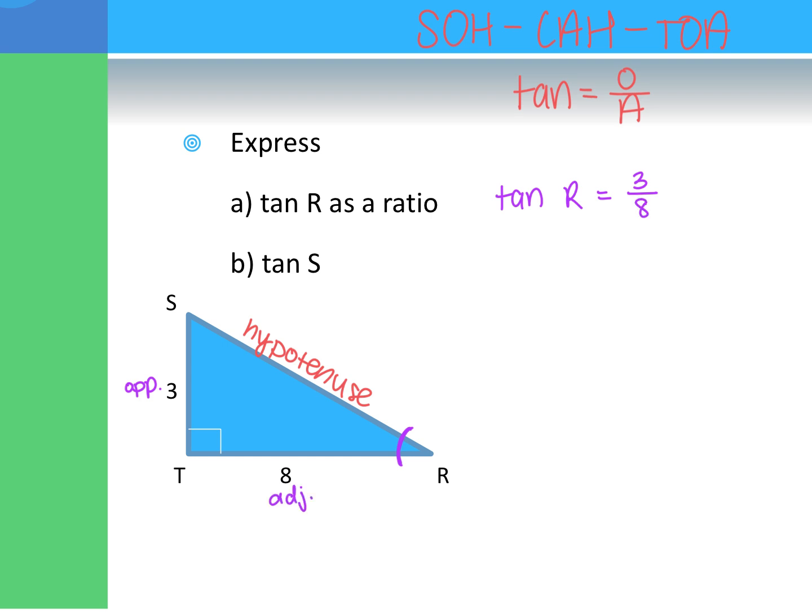All right, now I'm looking at tan angle S. What's my opposite side for tan angle S? Yeah, 8. Okay, it's going to change now that I'm looking at another angle. And what's my adjacent side for angle S? It's going to be 3. So pay attention to how it changes depending on which angle you're looking at. Keep in mind, these right here are my angles.